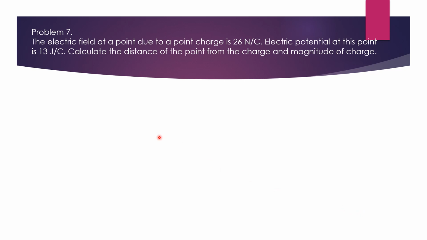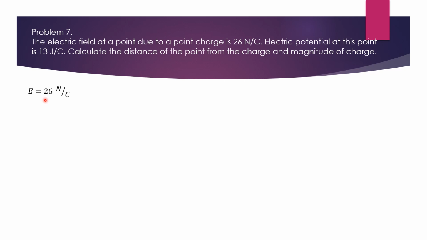Problem 7. The electric field at a point due to a point charge is 26 Newton per coulomb. Electric potential at this point is 13 joules. Calculate the distance of the point from the charge and the magnitude of the charge.